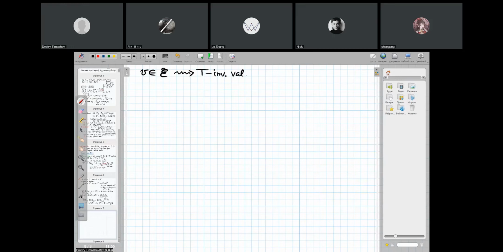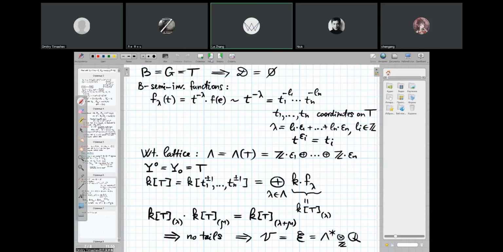Professor, I still can't understand why no tails implies the evaluation cone is the whole space. You have to look back in the notes of the lecture. Well, I looked back. I think no tails. Tails. The difference of lambda plus mu and the other character is the sum of positive roots. I see, we have proved this.